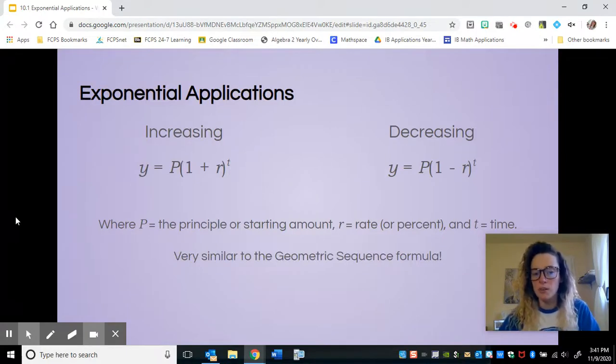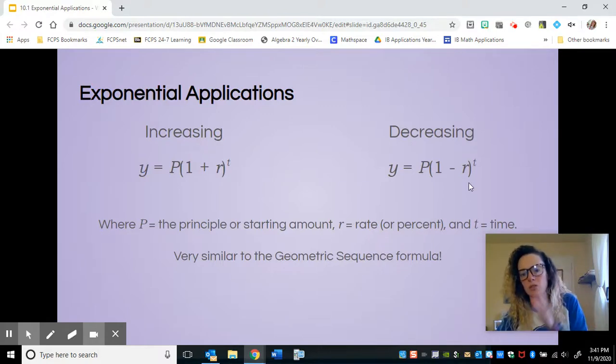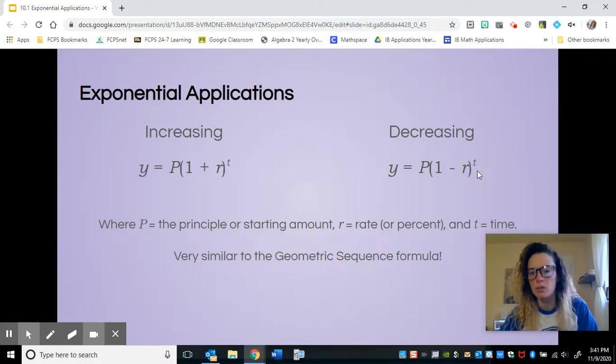Note that these are both very similar to the geometric sequence formula that we've already used. The main difference between the geometric sequence formula and these formulas is two main differences. One, that it explicitly tells you whether the rate is increasing or decreasing, but also more importantly in the exponent, you'll notice that it's just t or just the time. You're not subtracting 1 from that value like we did in the geometric sequence formula.